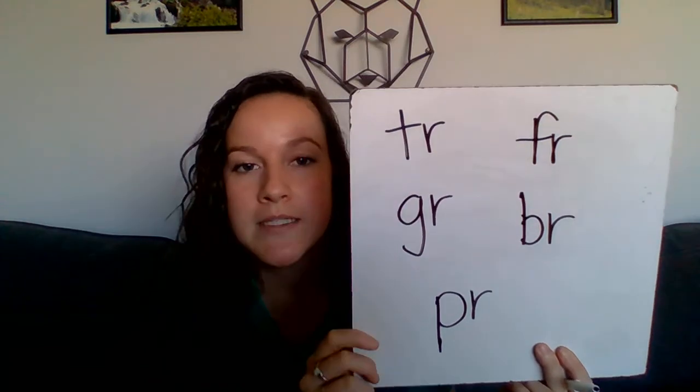All right. So remember, when we are looking at blends, we know that blends are two consonants that when we put them together, they go together almost like a chunk and we say them together, okay? So we have our TR blend, ter. We have our GR blend, which says gur. We have our FR blend, which says fur. We have our BR blend, which says burr. And we have our PR blend, which says purr. Okay, so here's our blends here.